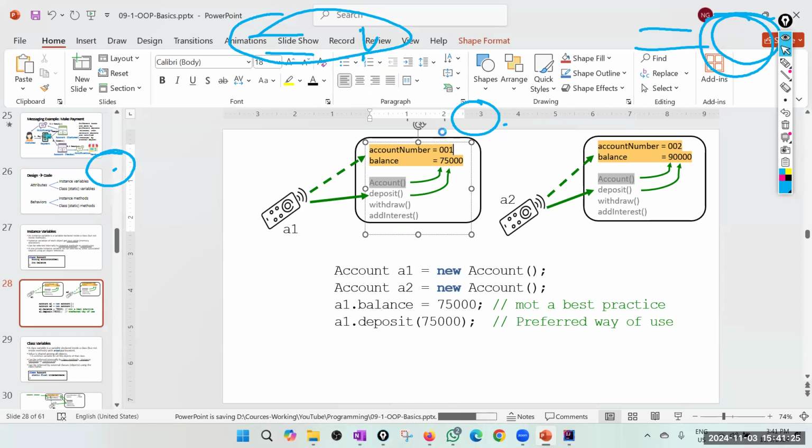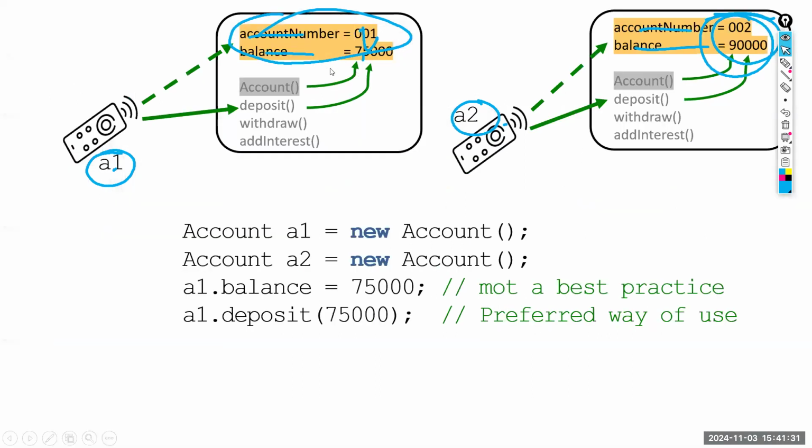So this one is referring to account 001. The other one is referring to account 002. And those have different balances because those are instance variables. A1 balance, similarly A2 balance. When you do a deposit for A1, A1's balance is affected. When you do a deposit for A2, A2's balance is affected. Okay.